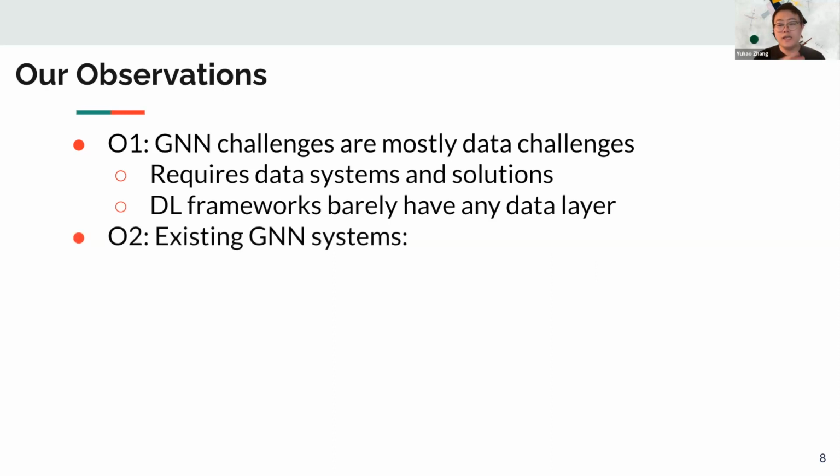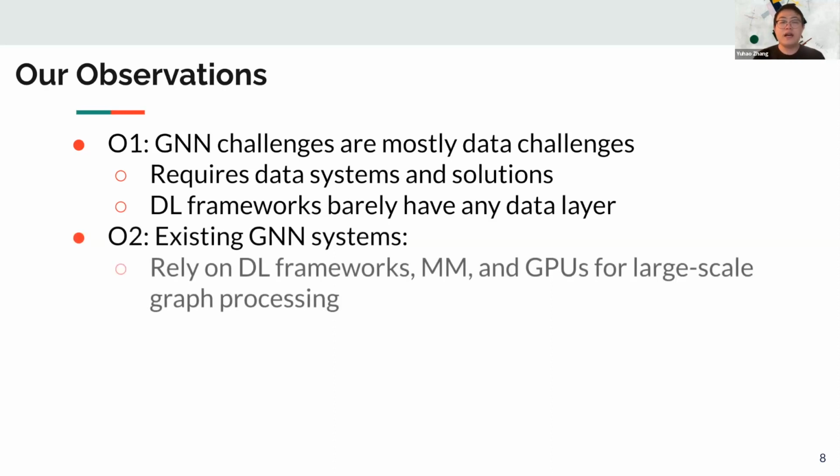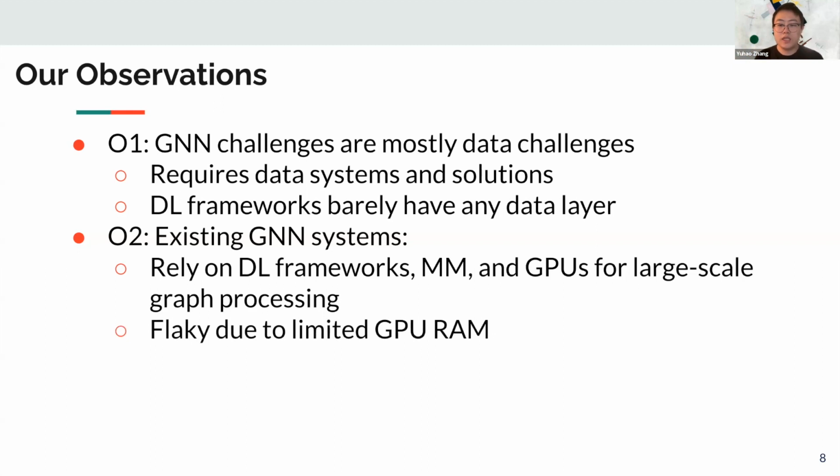On the other hand, the existing GNN systems, they have an over-reliance on the deep learning frameworks for graph processing as big matrix multiplications. I would argue that this is flaky because of the very limited GPU memory, and they run into a lot of memory issues because of that. And we will see that later in our experiments. Also, these systems, they mix the graph processing challenges with the neural network challenges, and usually end up not doing well on one side or another.